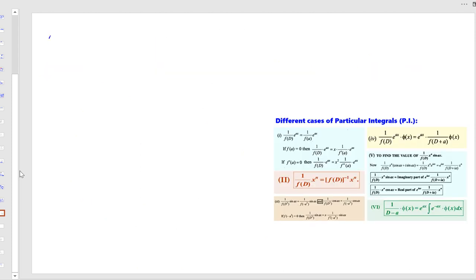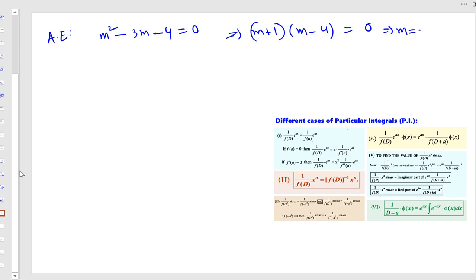Now the auxiliary equation is m squared minus 3m minus 4 equals 0. So from here you get (m plus 1)(m minus 4) equals 0. So from here you get m equals minus 1 and 4. So distinct real roots.